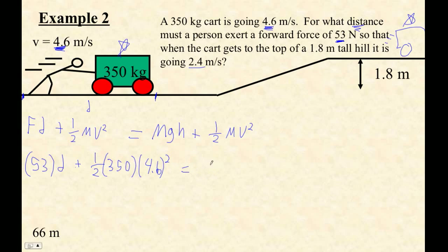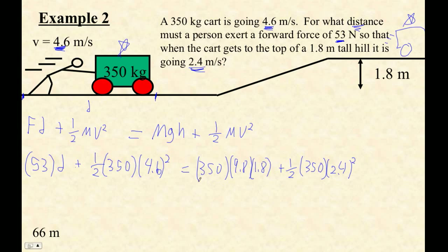Okay. Equals, let's see, mass 350 times 9.8 times 1.8. Okay, plus 1/2 350. And then we want it to be going 2.4 at the top of the hill, right? There we go. Such a long equation.